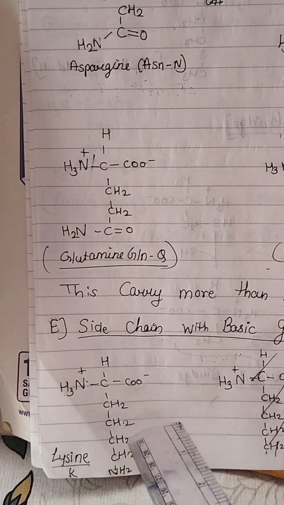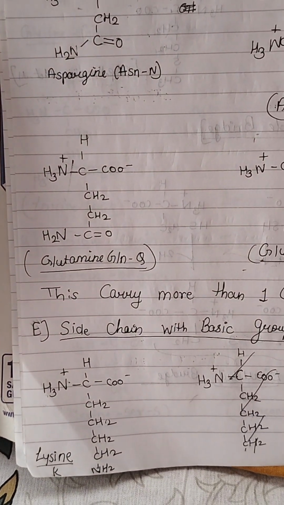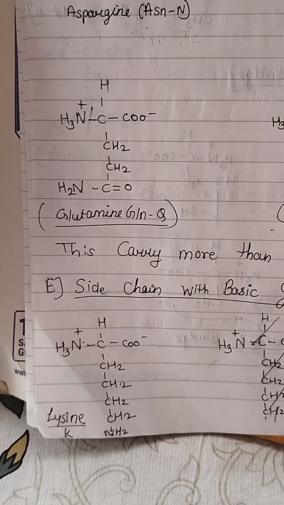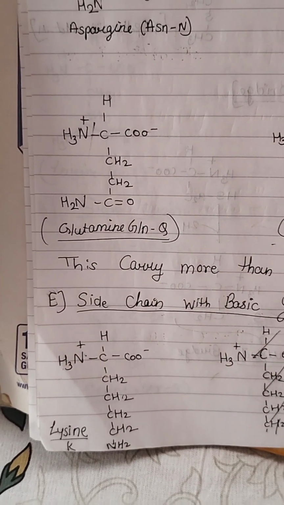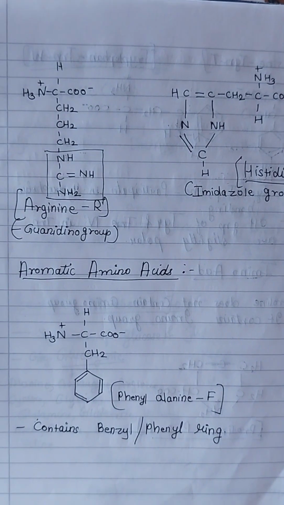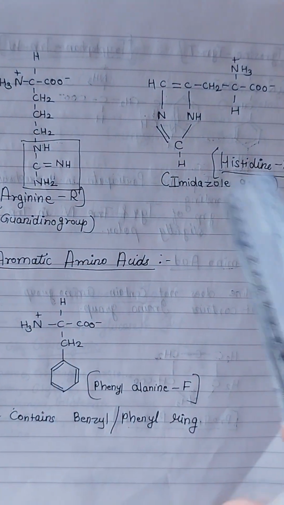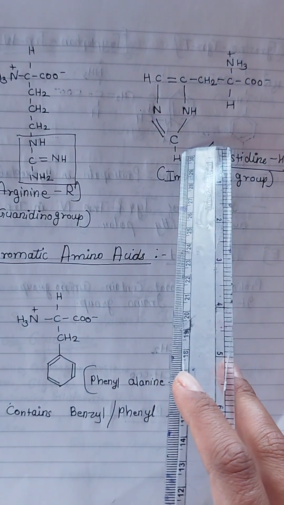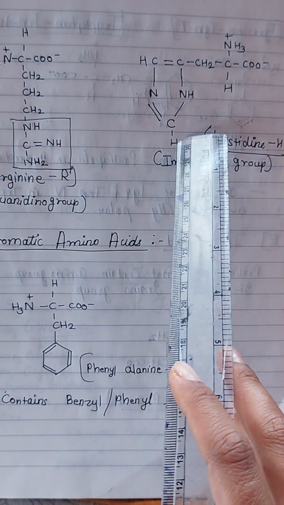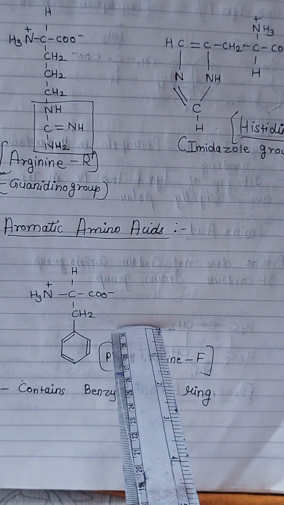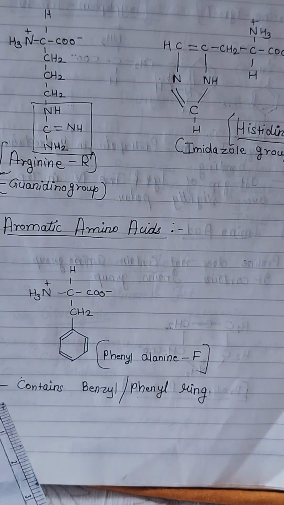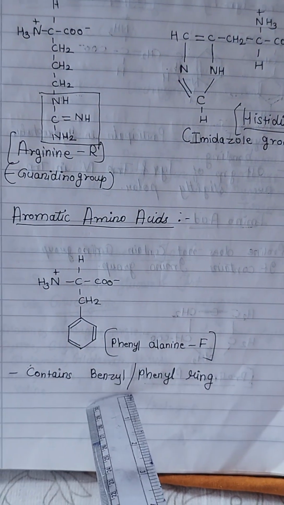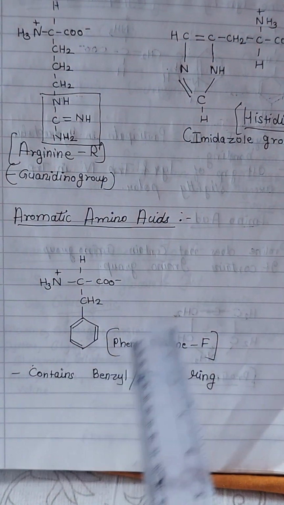Now next we'll see the side chain with basic group. It contains lysine and histidine. Lysine contains one more amino group, and histidine contains an imidazole group. Next we'll see the aromatic amino acids, including tyrosine. First of all you'll see the structure of phenylalanine. It has a benzyl ring. This is the structure of phenylalanine.